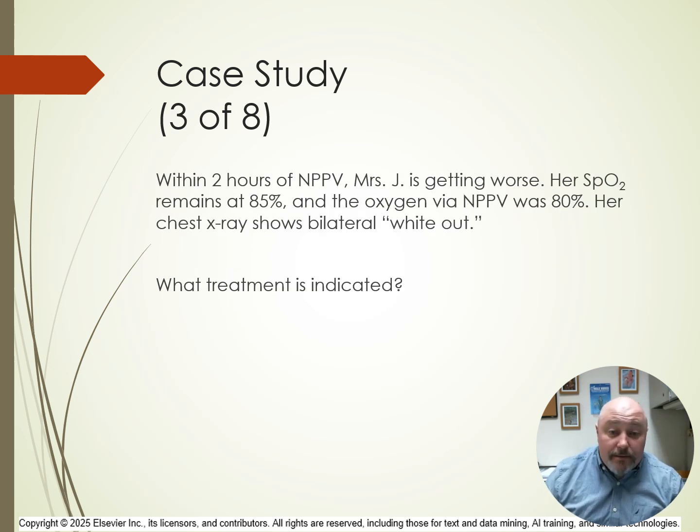Within 2 hours of NPPV, Mrs. J is getting worse. Her SpO2 remains at 85%, and the FiO2 via NPPV was 80%. Her chest x-rays also show bilateral whiteout. And in this case, what treatment is indicated? We're going to be moving forward and considering more drastic interventions like intubation or mechanical ventilation that are urgently needed.